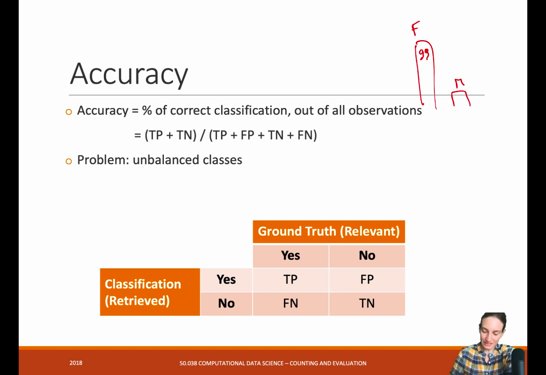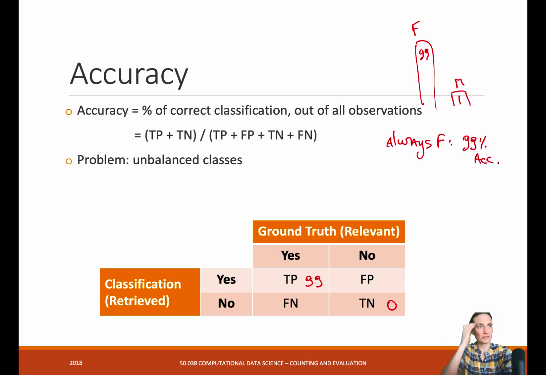If I'm predicting, I'm just saying it's always female, my model just says female. That's all. That's my whole model. The accuracy of this model will be 99%. You see how accuracy is totally wiped away if you have unbalanced classes.